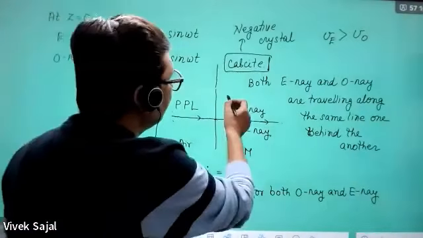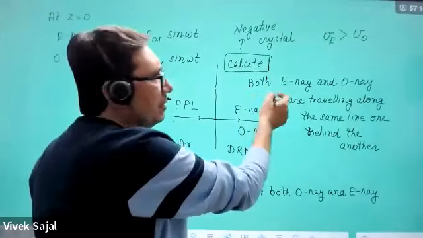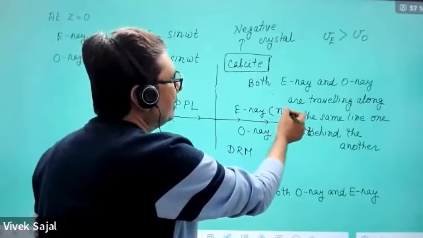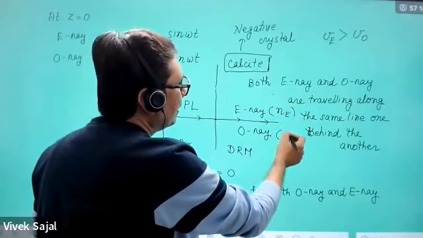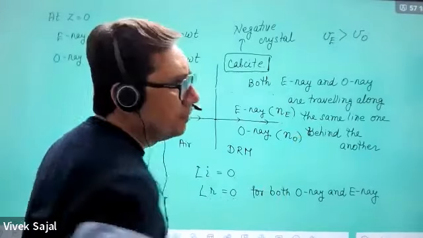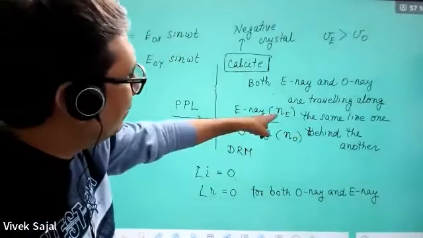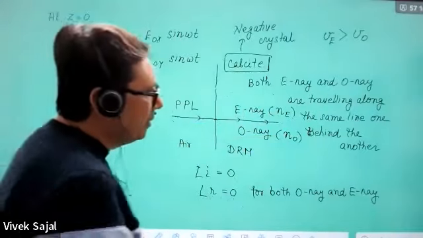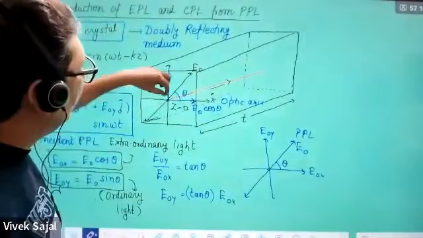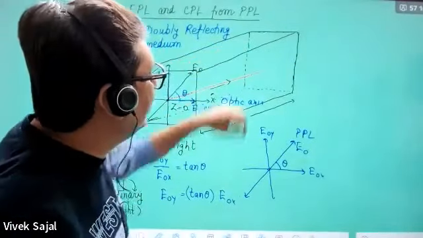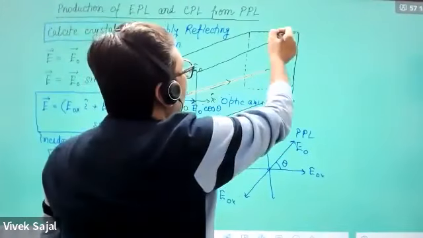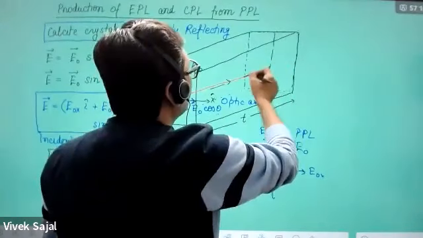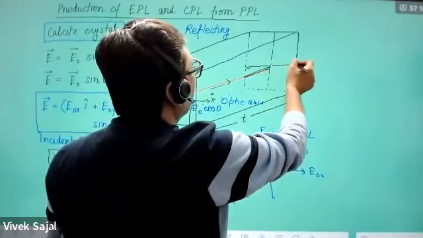Okay, beta. Here in this medium, the refractive index for E ray will be Ne, and the refractive index for O ray will be No. ठीक है? Ne is the refractive index for E ray, No is the refractive index for O ray. Now try to understand what will be the optical path traveled by ordinary light when it is emerging from here. So this light will emerge from here.